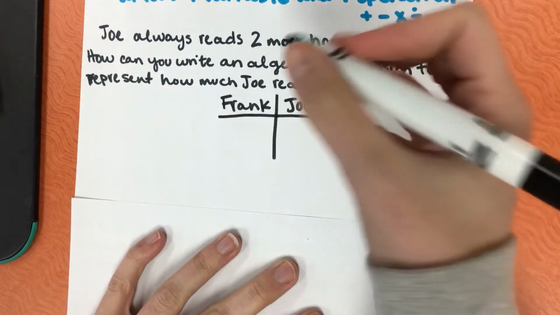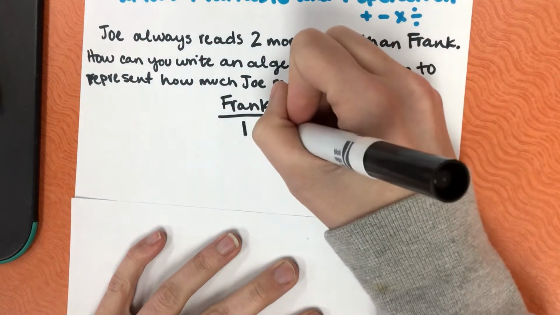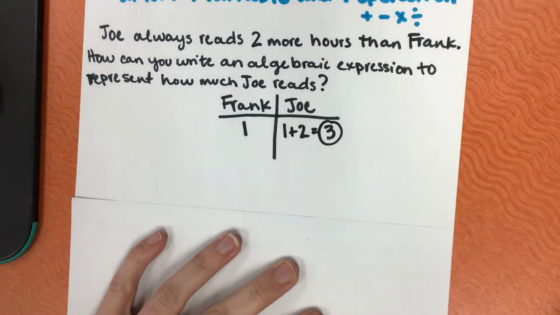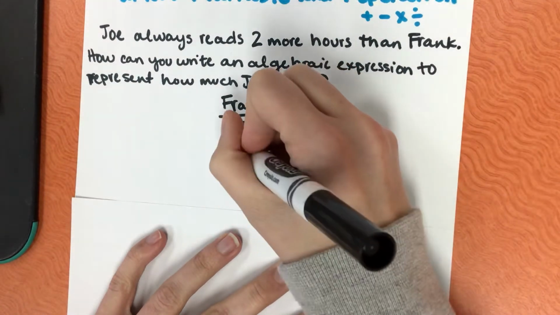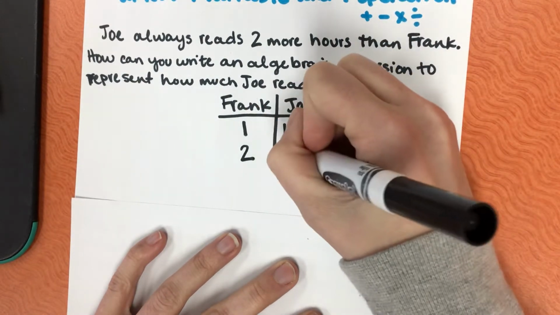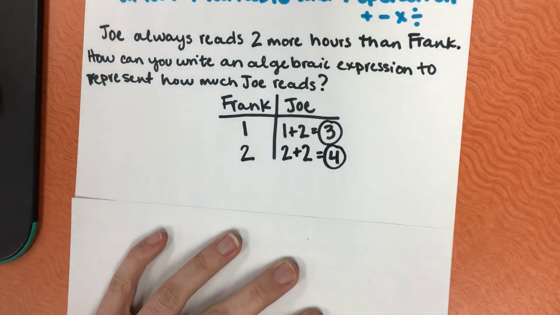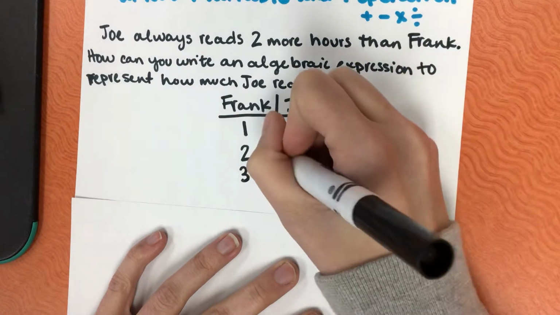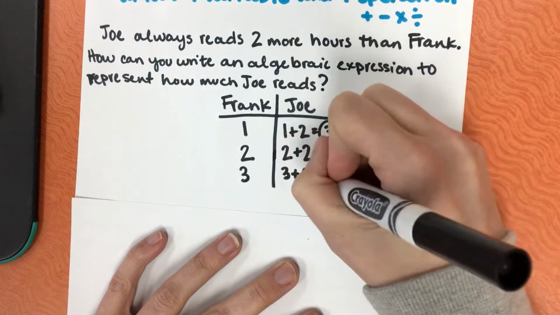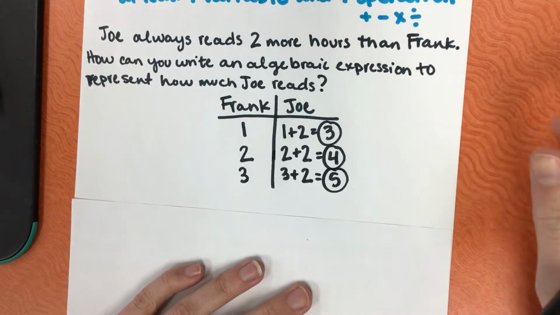I know that Joe always reads 2 more hours than Frank. So let's say that Frank reads 1 hour. I know that Joe reads 2 more hours than that, so it would be 1 plus 2. So Joe is going to read 3 hours. What if Frank decides to read for 2 hours? If Joe always reads 2 more hours than Frank, then it's going to be 2 hours plus the 2 extra hours that Joe reads, which is 4. If Frank decides to read 3 hours, then it's going to be his 3 hours plus the 2 extra hours that Joe reads, so Joe will read 5 hours. Okay, so we should hopefully be starting to pick up on that pattern.